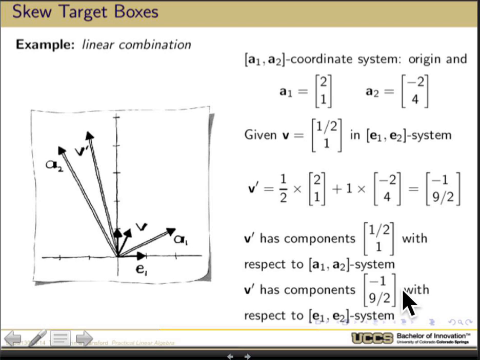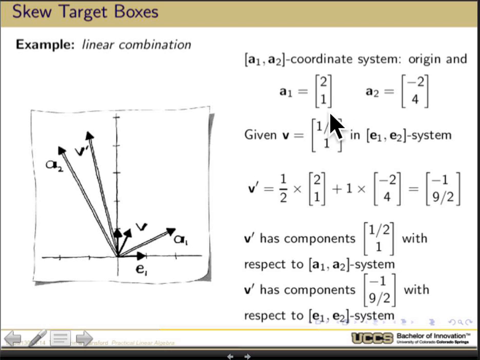V prime has the components minus 1, 9/2 with respect to the e1, e2 coordinate system. So these two vectors live in two different coordinate systems, and we can transform back and forth between them. And these have a much more complicated mapping, and we'll talk a lot more about how we get through those kinds of mappings as we go through this.